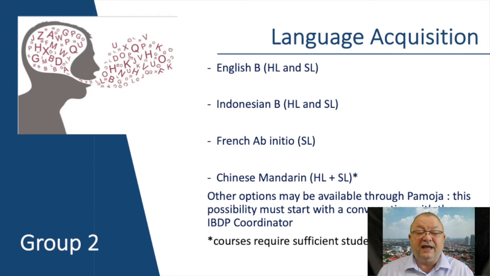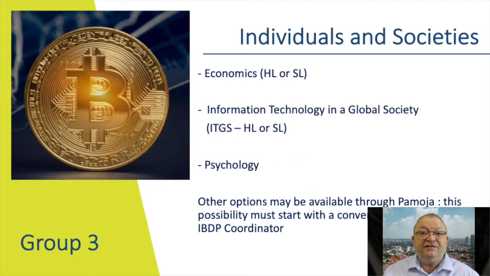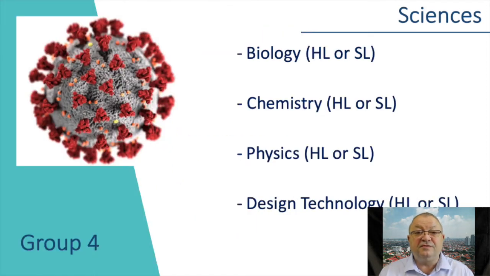Group 2, Language Acquisition. English B, Indonesian B, French Ab Initio and Chinese Mandarin are all options that can be studied in this group. Group 3, Individuals and Societies. Economics, Information Technology and Psychology are available in this group. Group 4, Sciences. Biology, Chemistry, Physics and Design Technology are available in Group 4.